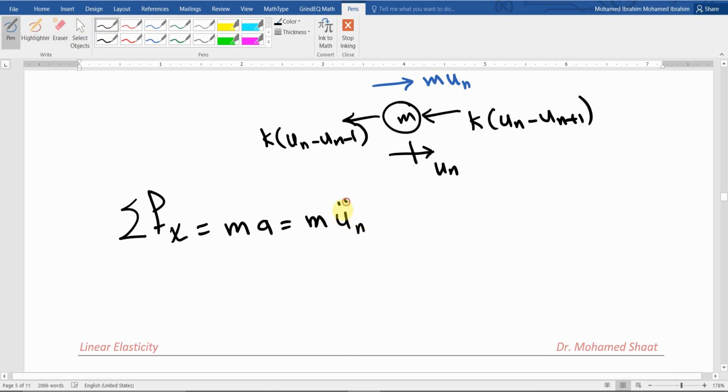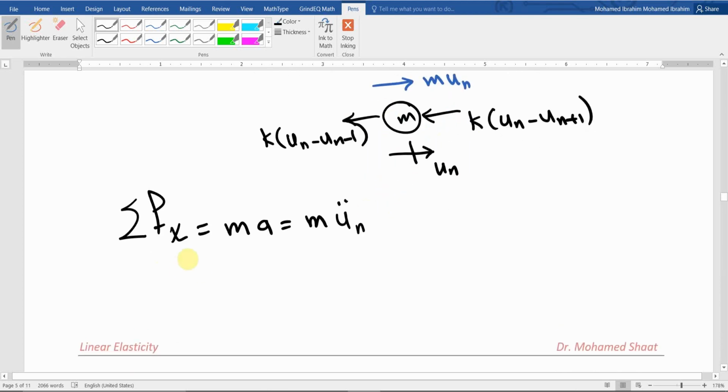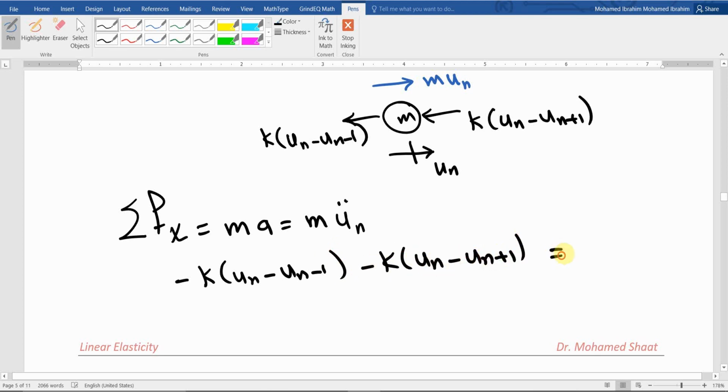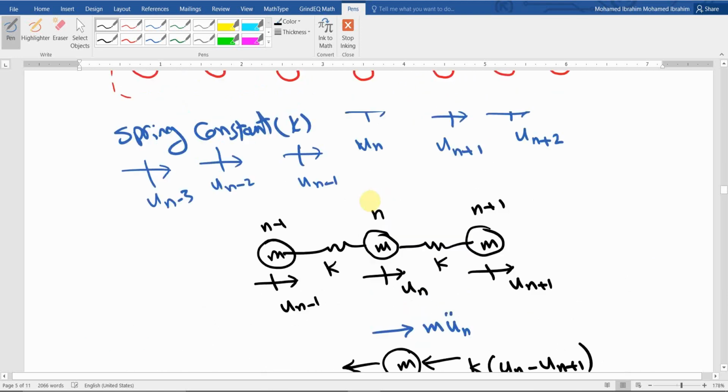Make sense? And how many forces do we have in this free body diagram? We have two forces. Both of them are negative because they are directed opposite to the direction of motion. So on the left side we're going to have negative K times UN negative UN negative 1, and negative K times UN negative UN plus 1. This should equal the mass times UN double dot. This is going to give us the equation of motion that describes the motion of just this one mass.